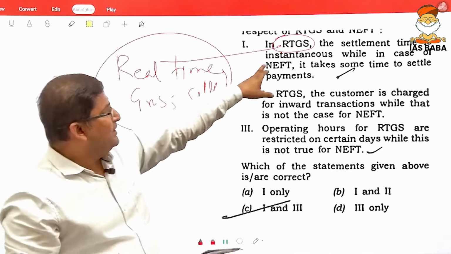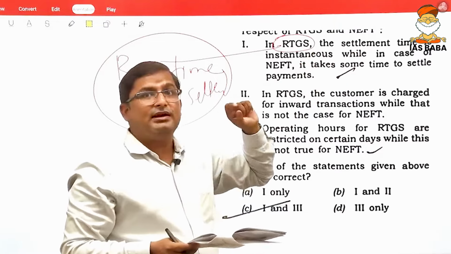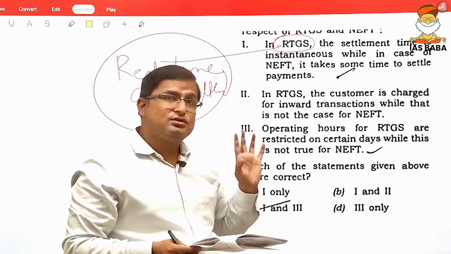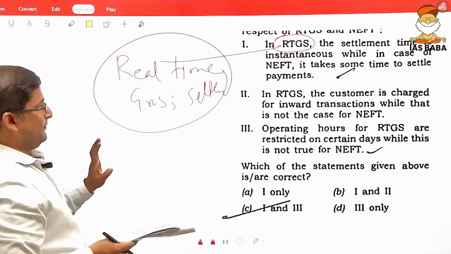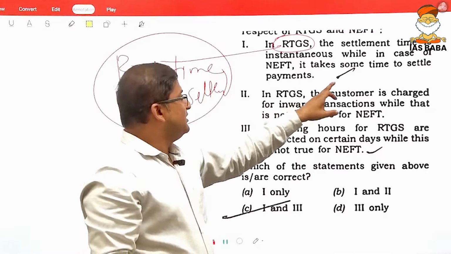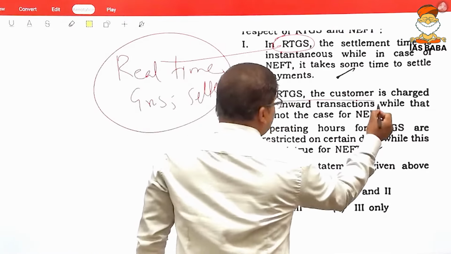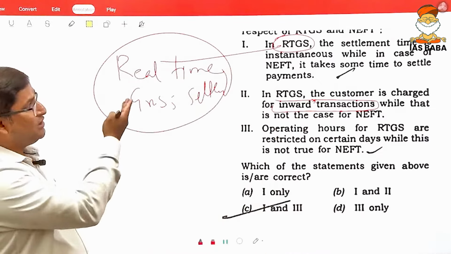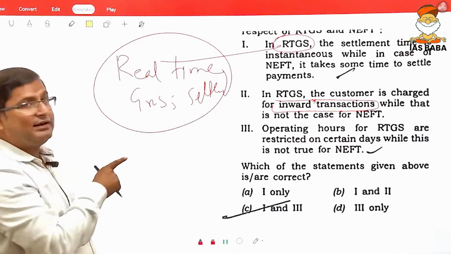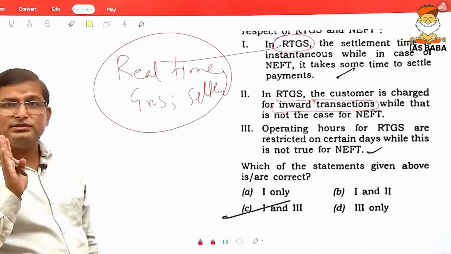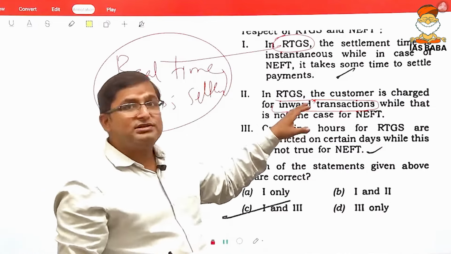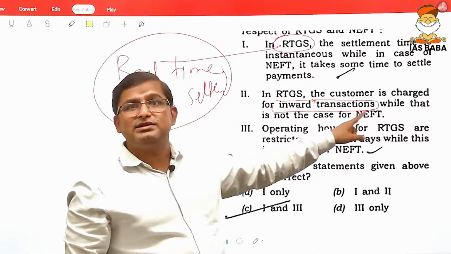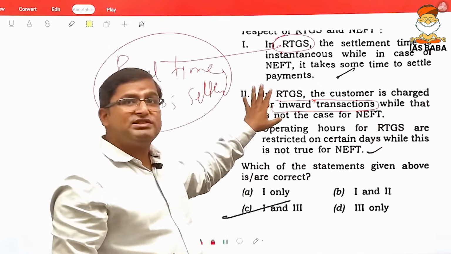So statement 1, the settlement time is instantaneous. In RTGS, that is true. Whereas in NEFT, it takes some time to settle the payment. That is also true. So statement 1 is true according to me. Now come to the next statement. RTGS customer is charged for inward transaction. Do you know the meaning of inward transaction? Inward transaction means if someone has sent you money using RTGS, then the one who is receiving that money will be charged. No, that is not true. According to RBI, a customer cannot be charged money while receiving money from any transaction, whether it is RTGS or NEFT. So statement 2 is clearly wrong.